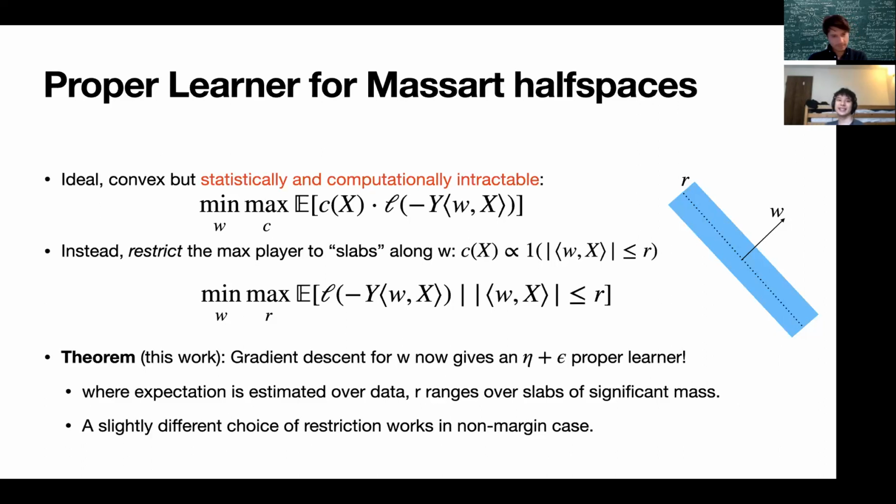Another thing is this doesn't quite work in the non-margin case. So gradient descent is, among other things, not so good, and if you try to do linear programming with gradient descent, you have a problem. So there is a different way to do this for the non-margin case, which is related. I'm not going to explain it in this talk, but it's in the paper. In particular, the restriction is a bit more complicated than just looking at slabs.